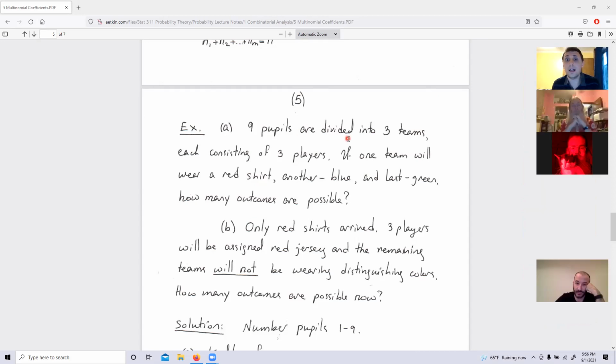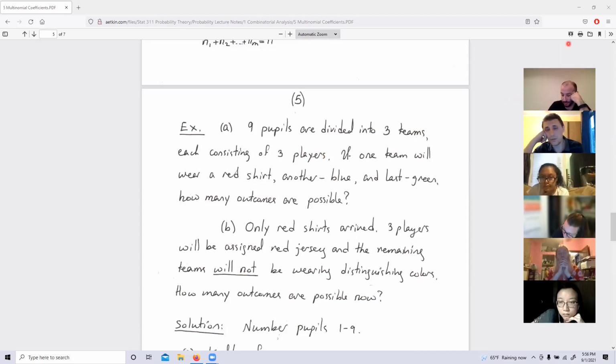9 pupils are divided into 3 teams, each consisting of 3 players. If one team will wear a red shirt, another blue shirt, and the last green shirt, how many outcomes are possible? You understand? So before you answer this question, guys, tell me if you understood my analogy, who are the knights and who are the dragons in this example. So write something like knights dash what it is, and dragons dash what it is in the comment section, please, and then solve the problem.